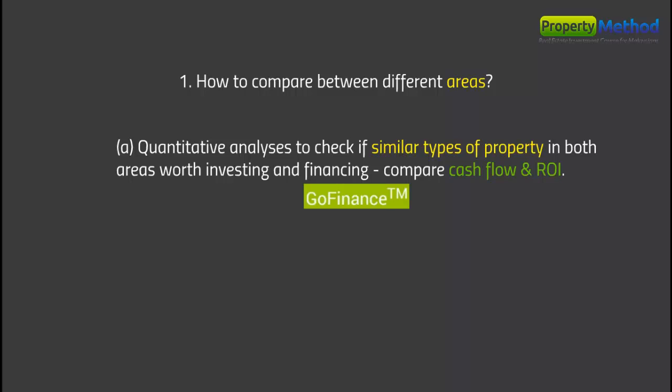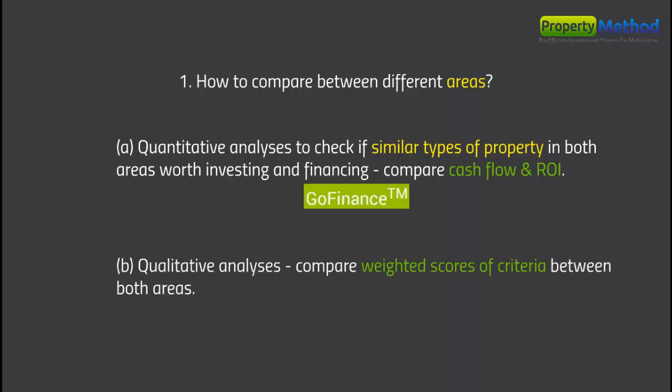So this is just based on the numbers. With the numbers, you are able to see clearly which one can give you higher cash flow and which can give you better ROI. So it's quite straightforward. Of course, we can't ignore the qualitative part. So we still have to apply qualitative analysis as well to compare the score of criteria between both areas. Here we will use the example of the weighted scoring method.